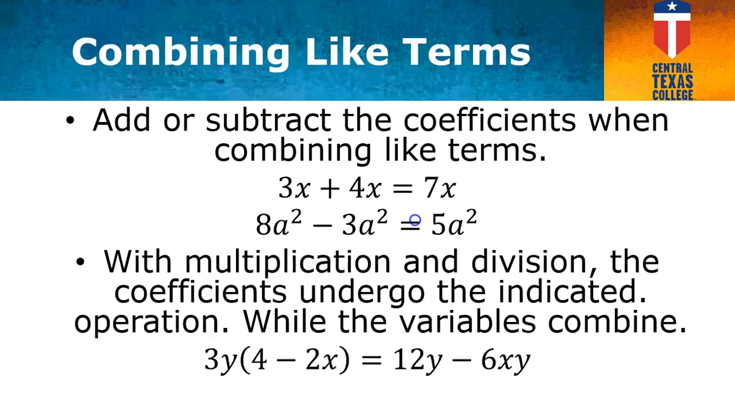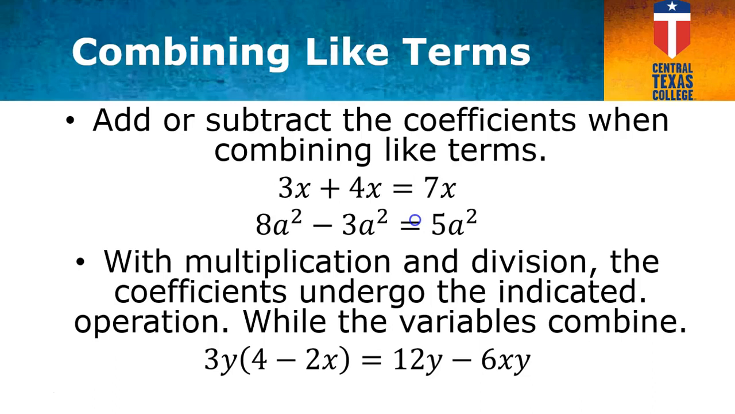So for this one, we have 3y times the quantity 4 minus 2x. So we can distribute that 3y. So we have 3y times 4. So 3 times 4 is 12, and the y gets carried along. And then we have 3y times negative 2x. So 3 times negative 2 is negative 6. And then x times y is just xy. So our final answer for this is 12y minus 6xy.